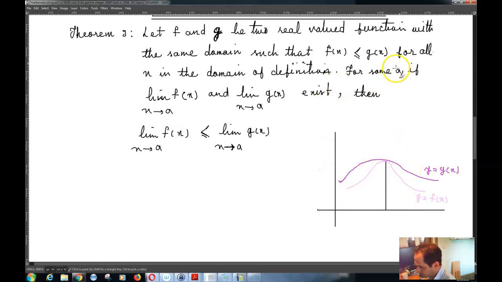Now, if that's the case, then for some value of a, if the limit of f of x when x tends to a, and the limit of g of x when x tends to a exist, then the limit of f of x when x tends to a is also going to be less than or equal to the limit of g of x when x tends to a. And this is just called Theorem 3.